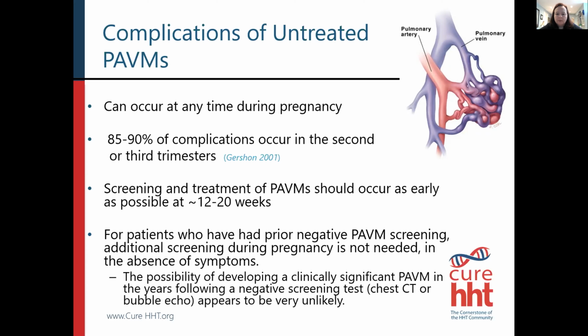That means after the first trimester, so after 12 weeks, and anytime between 12 and 20 weeks. And if you haven't been screened after 20 weeks, you should still get screened. For patients who have had a prior negative pulmonary VM screen, additional screening during pregnancy isn't needed in the absence of symptoms, because the possibility of developing a clinically significant vascular malformation in the years following a negative screening test appears to be quite unlikely.